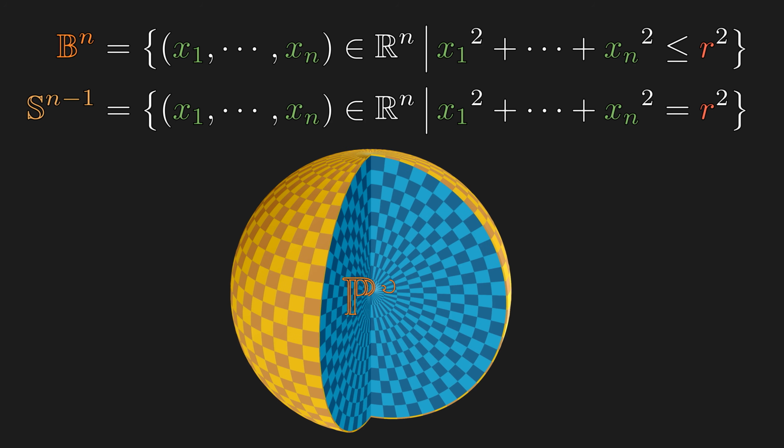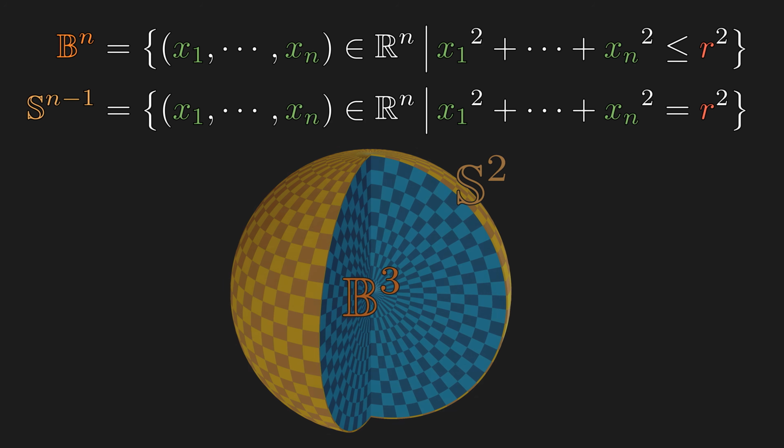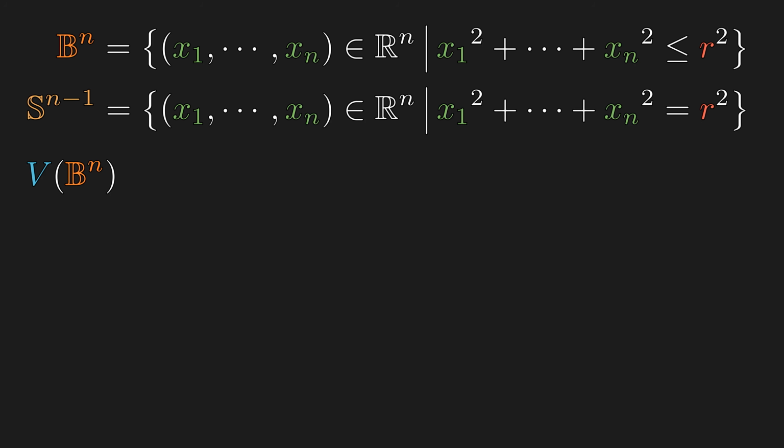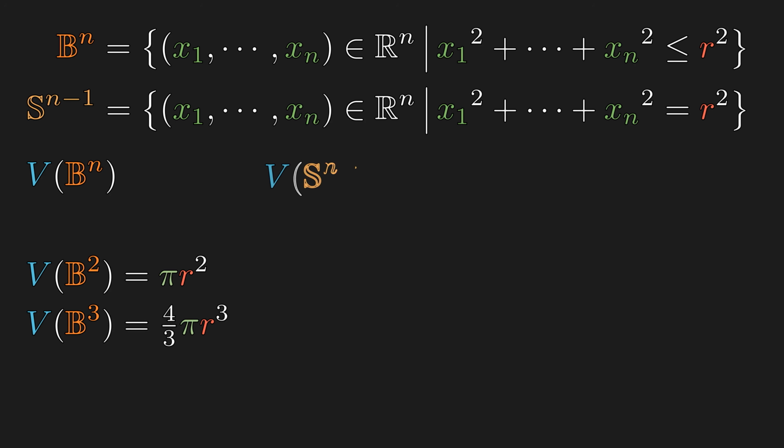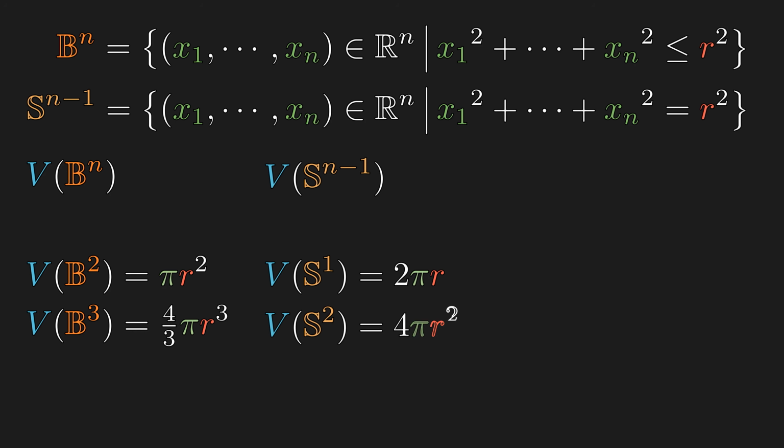So the interior of the usual sphere in 3 dimensions would be called the 3-ball. And the outer 2-dimensional shell would be called the 2-sphere. Now, let's define the generalized volume, which could refer to length, area, volume, or higher-dimensional hypervolume, which depends on the dimension of the object. So the volume of a 2-ball is the area, and the volume of a 3-ball is the usual 3-dimensional volume. And we could apply the exact same reasoning to spheres as well. So the volume of a 1-dimensional sphere is the total length, and for a 2-sphere, it's the area.